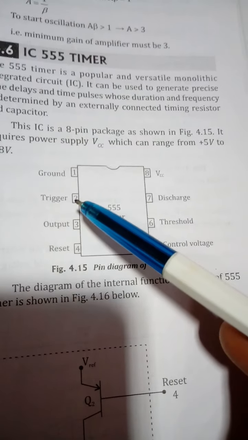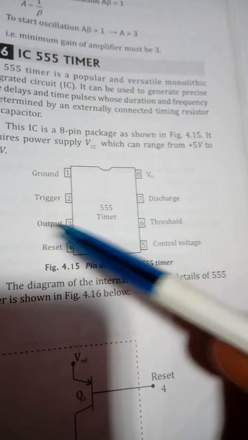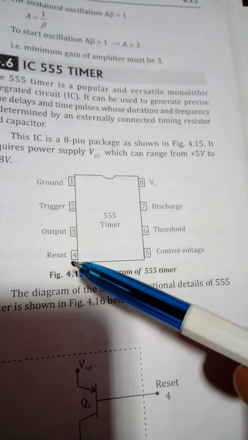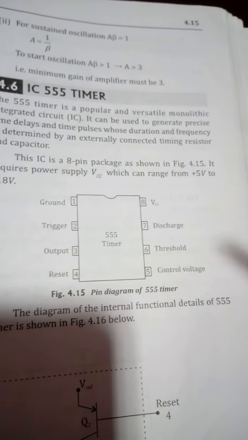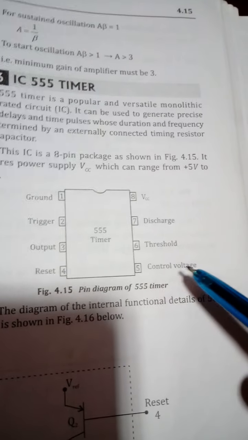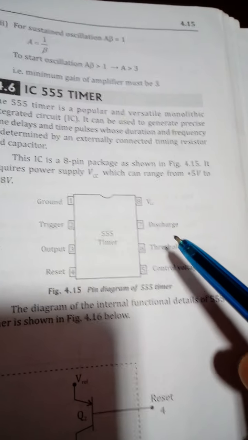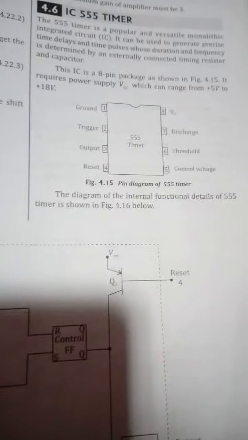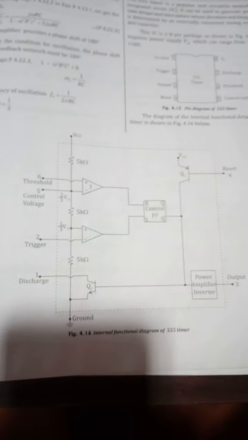Pin number 2 is for trigger. Pin number 3 is for the output. This is the place where you get the output of the timing part. Pin number 4 is used for reset. It is used to reset the values you are getting. Pin number 5 is the control voltage. Pin number 6 is the threshold. Pin number 7 is the discharge. So this is the pin diagram of the IC 555 timer.